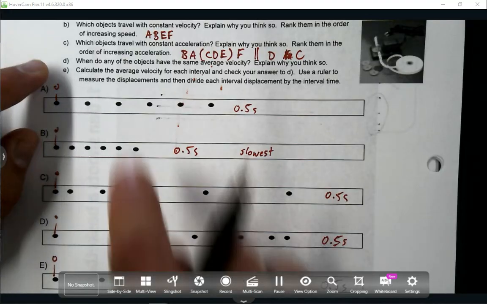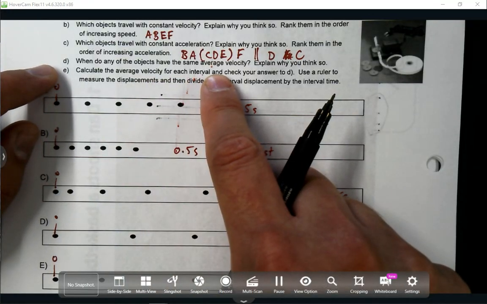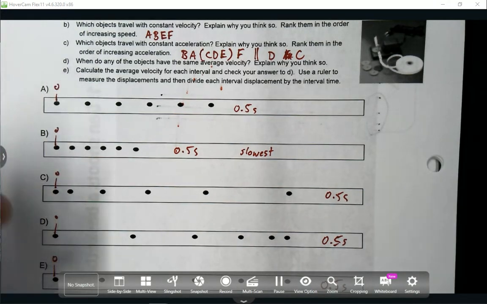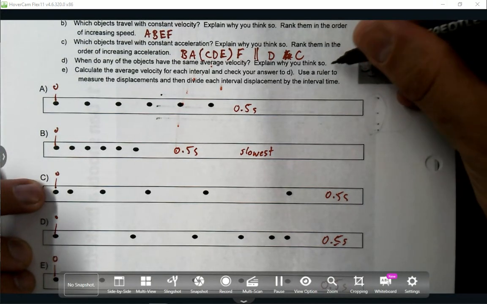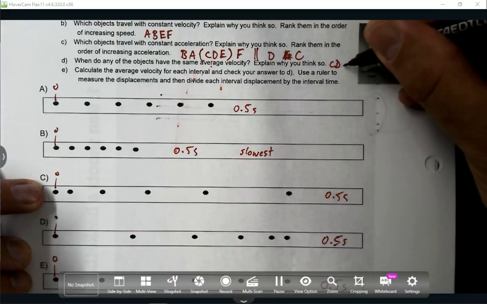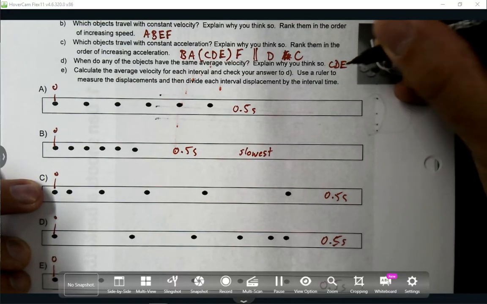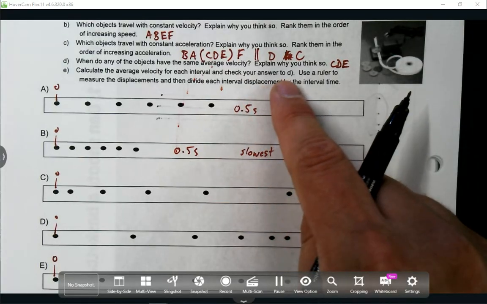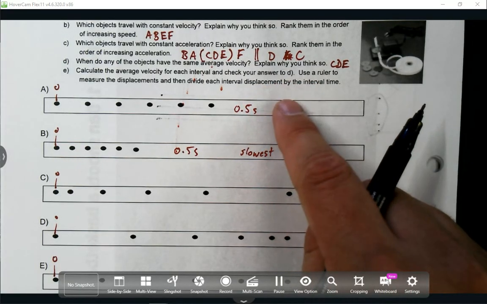D. When do any of the objects have the same average velocity? Now I've said it already. Which are the ones that have the same average velocity? C, D, E. I bracketed them up above. C, D, and E. And then calculate the average velocity for each interval and check your answer to D. Use a ruler to measure the displacements.